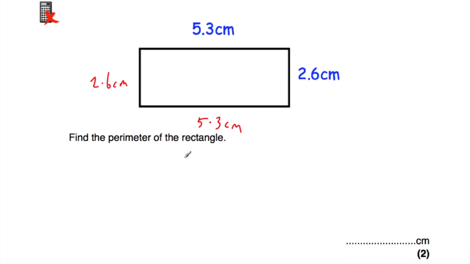But I'm just going to line them all up, and I'm going to do 5.3 plus 5.3 plus 2.6 plus 2.6 and see what I get. So line up the decimal points. 3 plus 3 is equal to 6, plus another 6 is equal to 12, plus another 6 is equal to 18, so put an 8 down and carry a 1. 5 plus 5 is equal to 10, plus 2 is equal to 12, plus another 2 is equal to 14, plus another 1 is equal to 15. So the perimeter of this rectangle is 15.8 centimeters, and that's it.